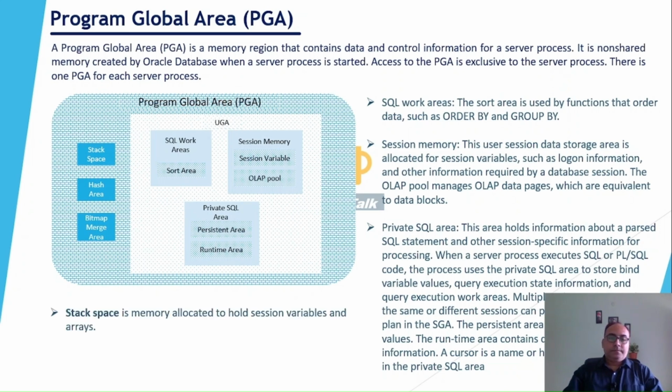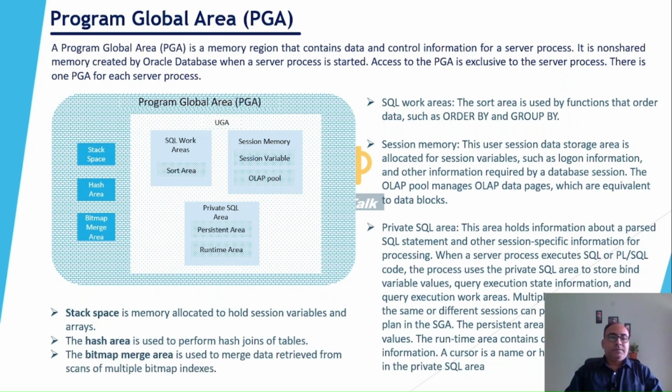Then we have stack space. It's basically allocated to hold session variables and arrays. Hash area is basically used to perform different sorts of hash joins. Then we have bitmap merge area, used to merge data retrieved from scans of multiple bitmap indexes. So that's about Program Global Area.